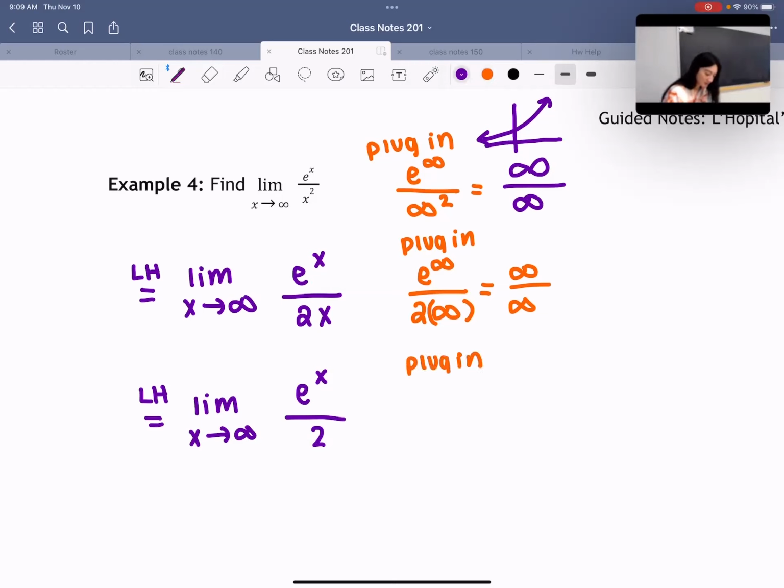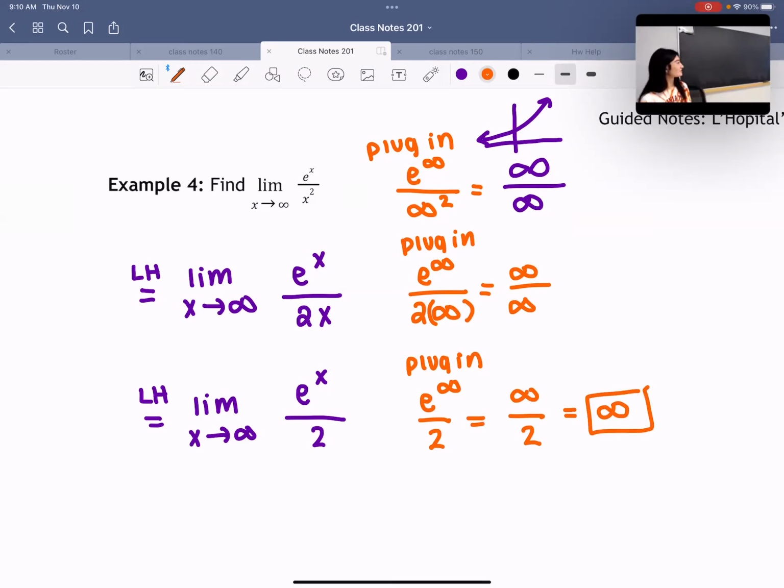All right, let's plug in again. We've got e to the infinity over 2. We said e to the infinity is infinity, so infinity over 2. What do you think this is? Infinity, right? Infinity divided by anything is still infinity. The only reason it would be weird is if it was an indeterminate form, which is infinity over infinity. So this is still positive infinity. Looks like that's our answer.